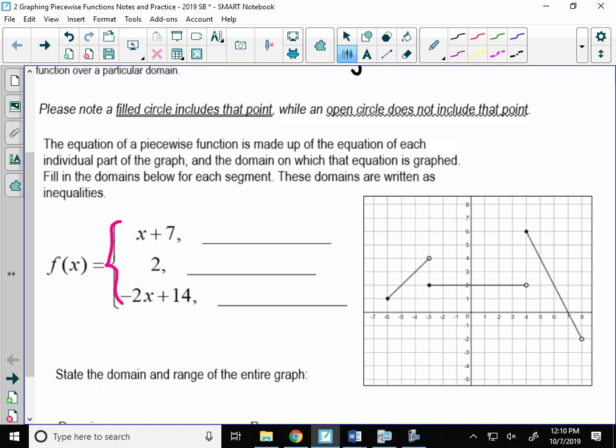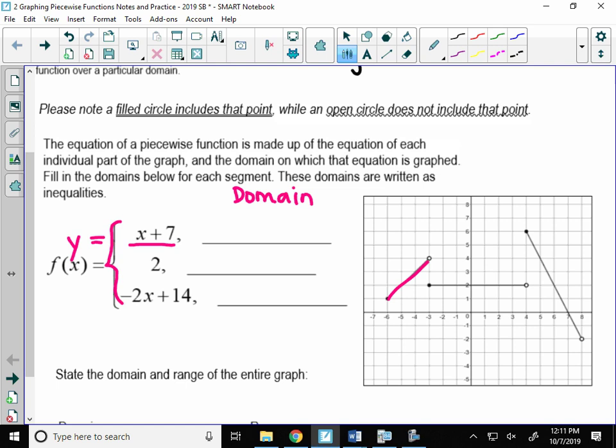The first 3 things you see are equations of lines. f of x is like y equals, so it's like y equals x plus 7. That's typically the graph that's farthest to the left, and then the middle, and then the right one. Okay? So each piece has an equation, then a comma. After the comma goes the domain on which the graph, or the piece of the graph, is created.